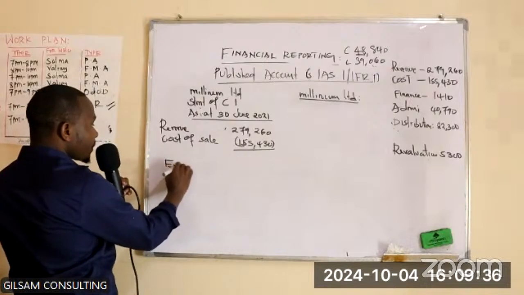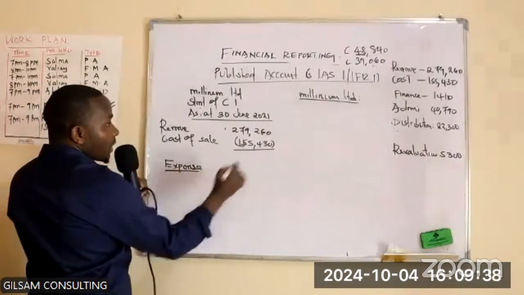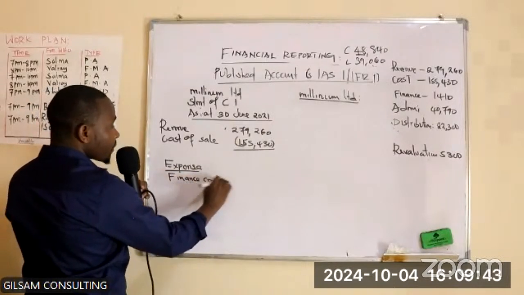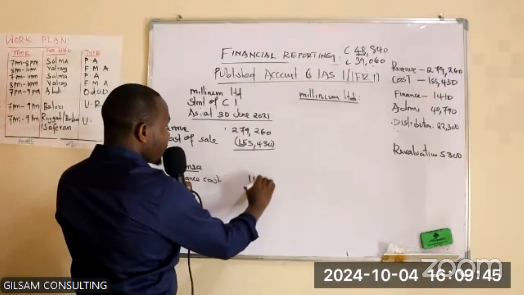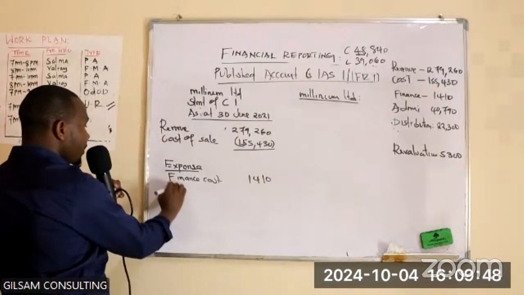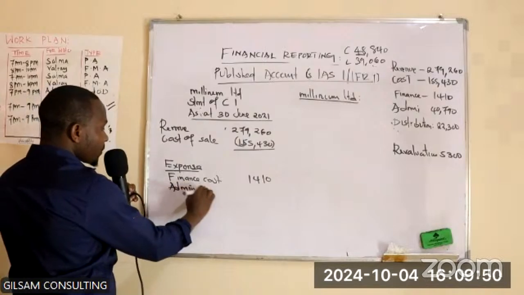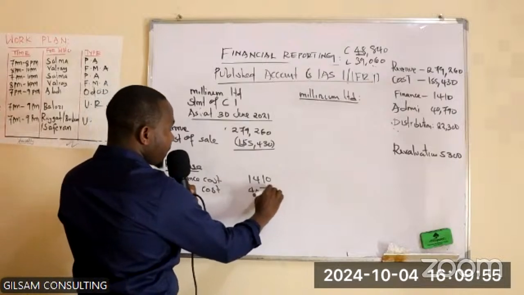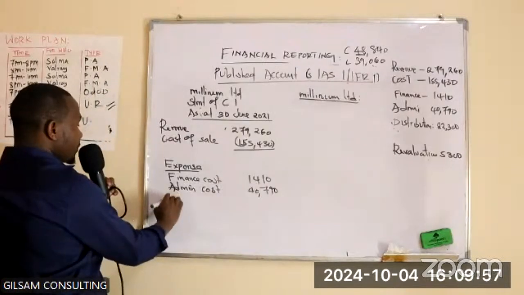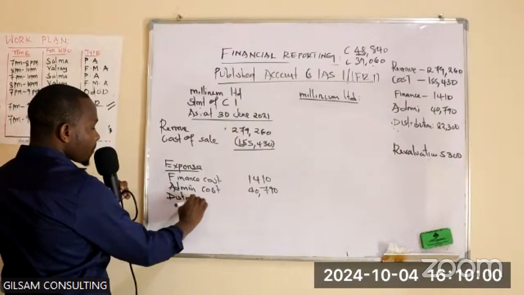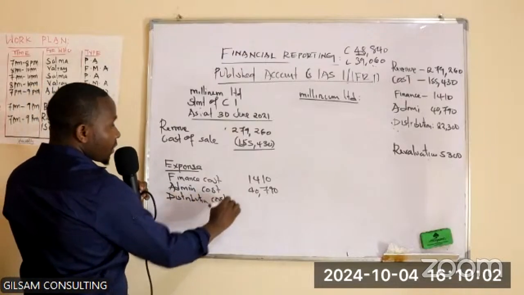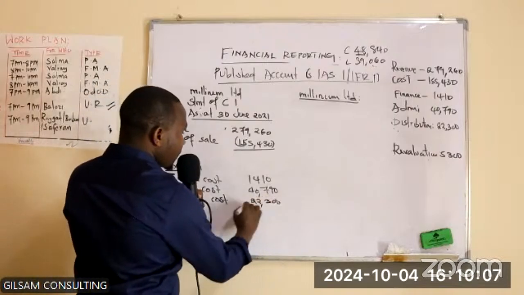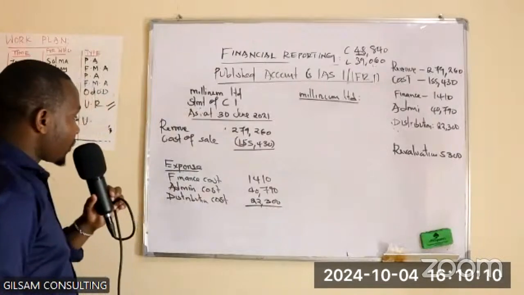Expenses. I can see finance cost of 1,410. Admin cost of 40,790. I can see distribution cost of 22,300. That one will give us the total expenses.